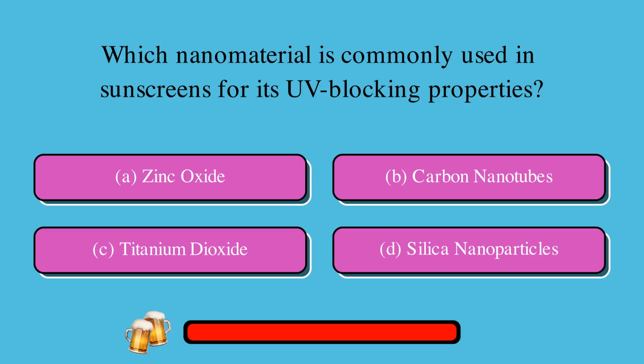Which nanomaterial is commonly used in sunscreens for its UV blocking properties? Is it A. Zinc oxide, or B. Carbon nanotubes, or C. Titanium dioxide, or D. Silica nanoparticles? The correct answer is C. Titanium dioxide.